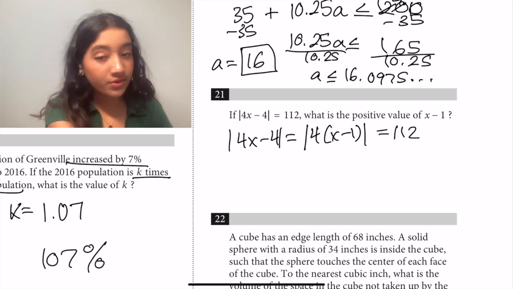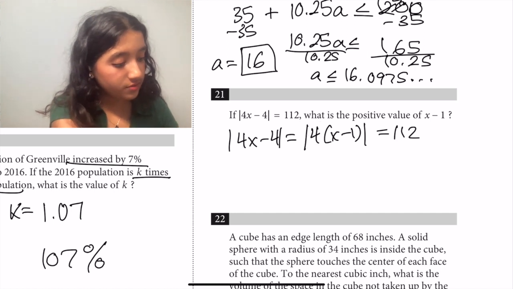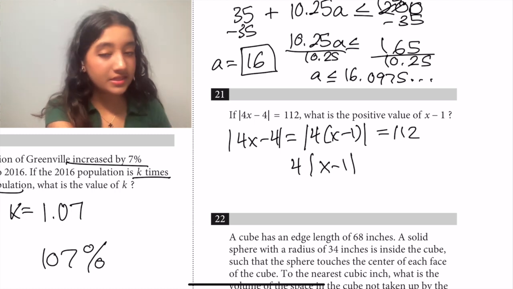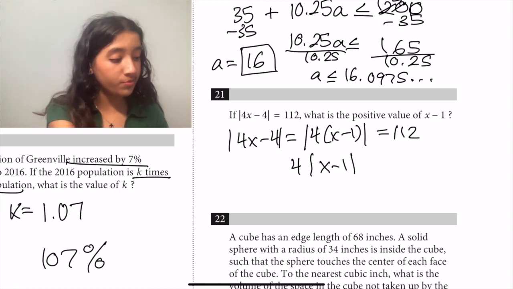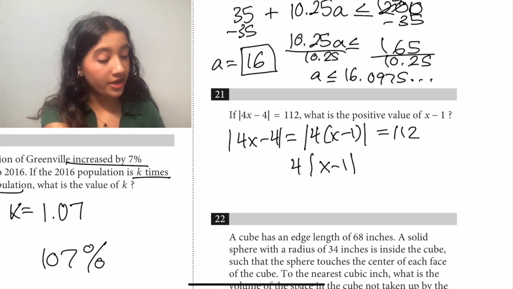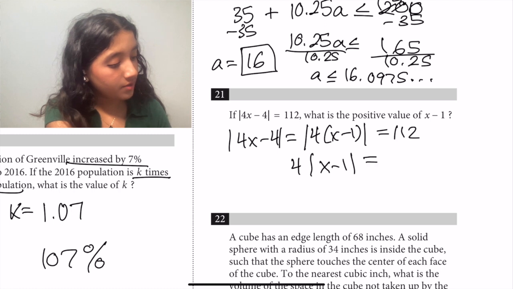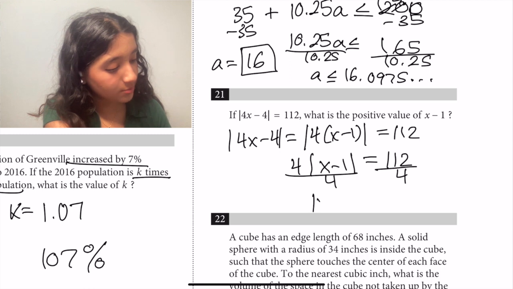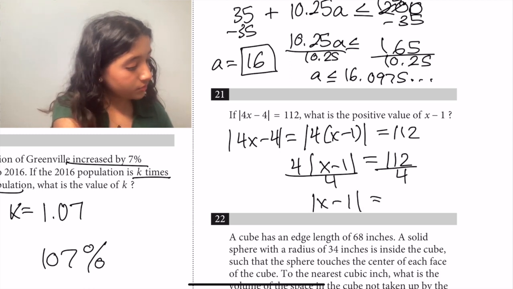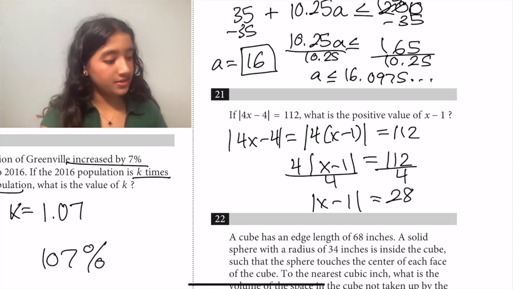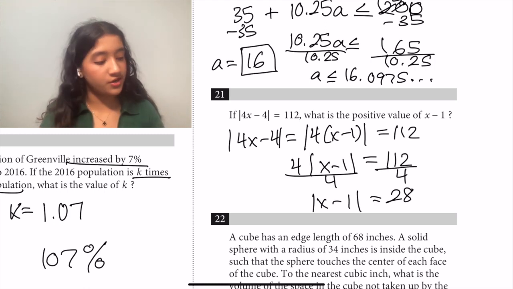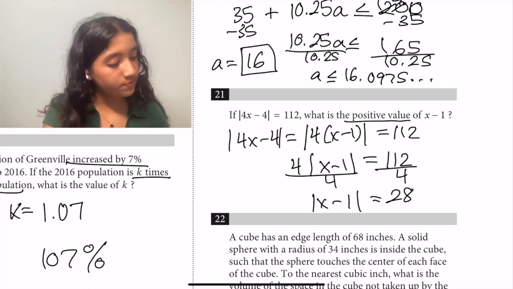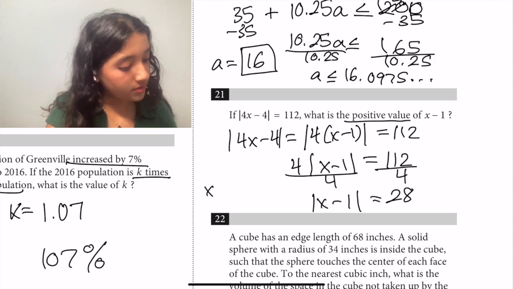So a trick is that you can actually factor out this coefficient from the expression and leave the x minus 1 on the inside, because that coefficient of 4 that you're multiplying by doesn't affect whether the x minus 1 is positive or negative. And then we have that's equal to 112. So if we divide by 4 on both sides, we get that the absolute value of x minus 1 is equal to 28. And that means that x minus 1 is equal to plus or minus 28. In this case, it's asking for the positive value. So we have that x minus 1 is equal to 28.